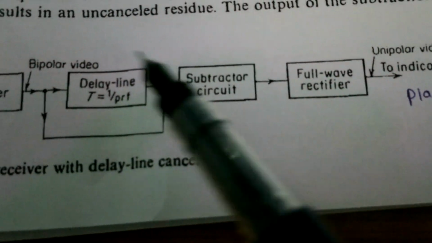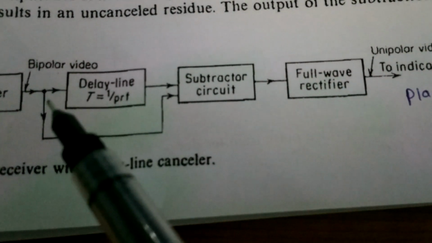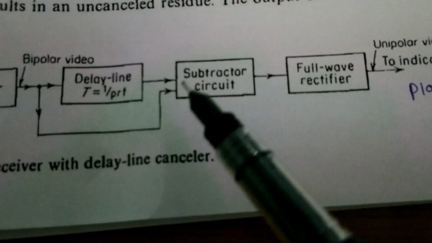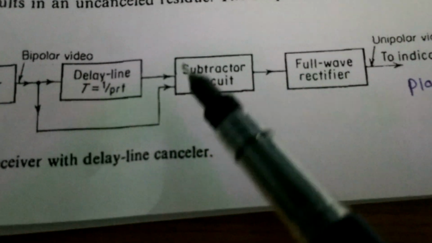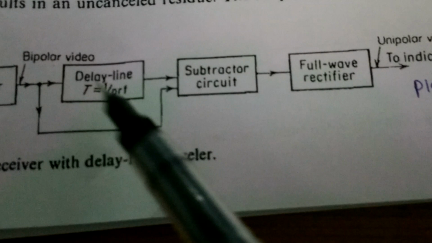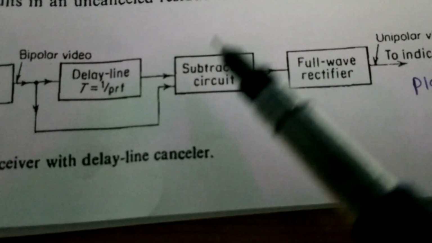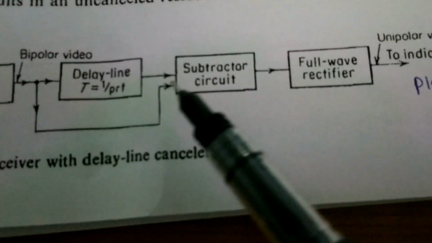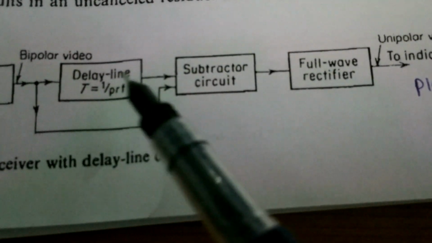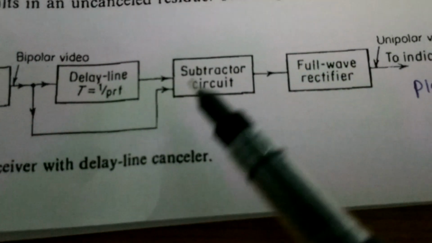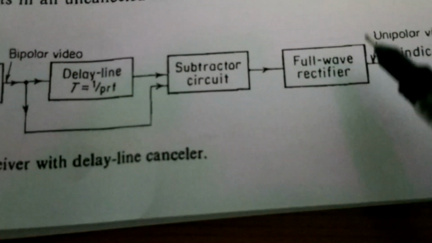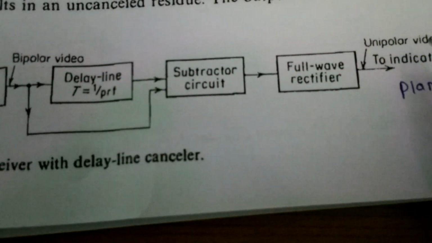That means by transmitting your bipolar video with the delay line, that means with some delay and directly, later they are going to subtract. This is coming as it is, this is coming with some delay. Then what happens is, one is a constant one, it is not going to vary, and the delayed one is going to vary depending upon the pulse repetition frequency. Then easily your DC component is going to be subtracted, only an AC component is going to be allowed. Thereafter the bipolar video is going to be converted into unipolar.